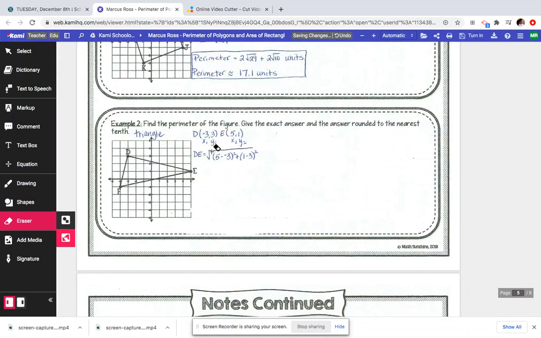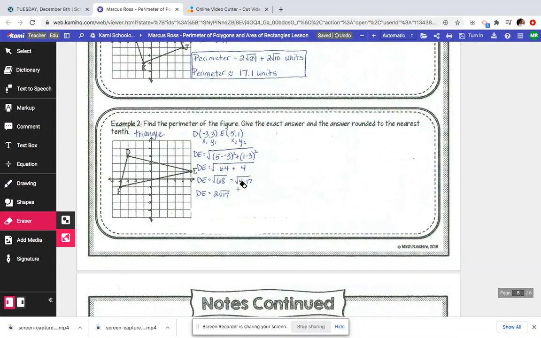So again, you're just going to plug these into your distance formula and slowly solve. 5 minus 3 is going to give you a positive 8. 8 squared is going to give you 64. 1 minus 3 is going to give you -2. -2 times -2 is going to give you a positive 4. 64 plus 4 is going to give you 68, and you can change that to 4 times 17, which is going to be 2 times the square root of 17.